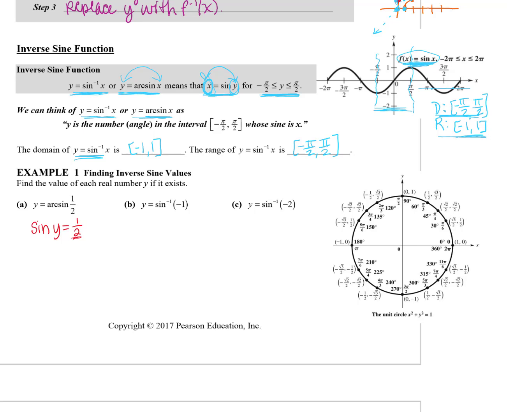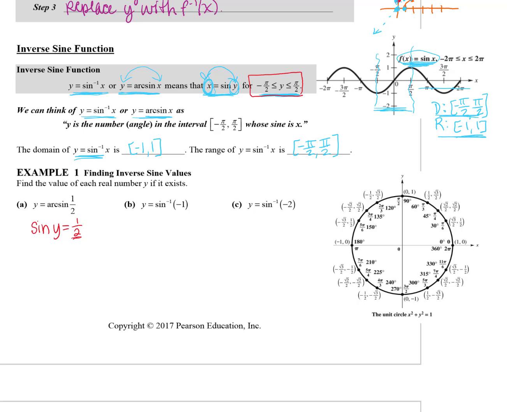Now we have several answers, and we actually have an infinite number of answers if we didn't have a restricted domain. But if you look back over here to this piece here, this is very important. Y has to be between negative pi over 2 and pi over 2 when you're dealing with arc sine.